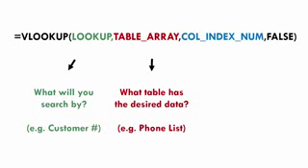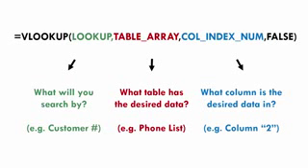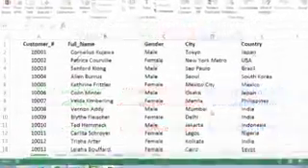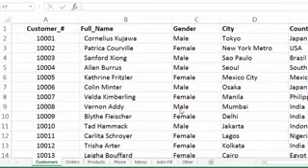And the table array is what table has the desired data. So in this case, it's your phone list. And the column index number is what column is the desired data in. So in your phone list, the phone number is going to be in the second column. So your column index number is just 2. And that's what it would look like. So you've got your lookup value, your table array, which is your phone list, and then your column index number, which is 2.